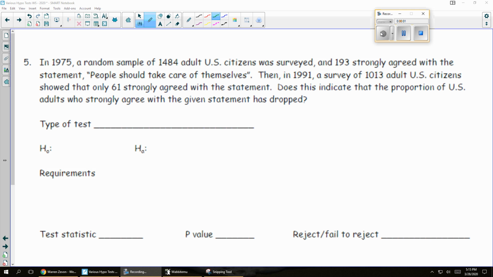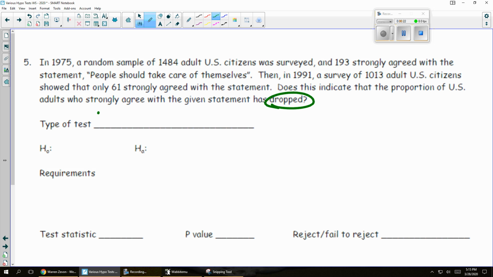Number 5 says in 1975, we had a random sample of 1,484 adult U.S. citizens, and 193 strongly agreed with the statement people should take care of themselves. In 1991, another sample was taken, showed only 61 agreed. Does this show that the proportion has dropped?